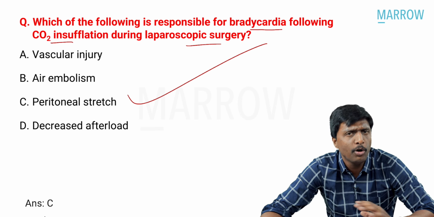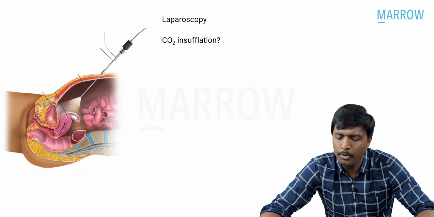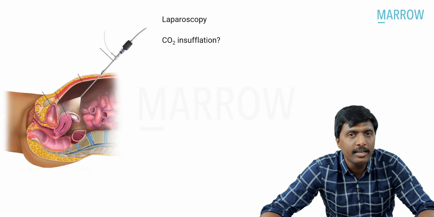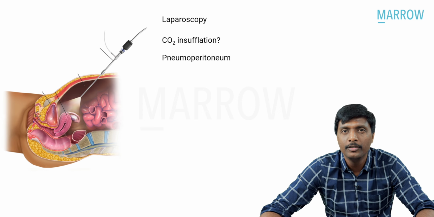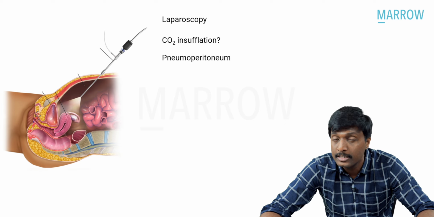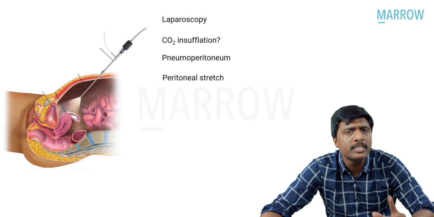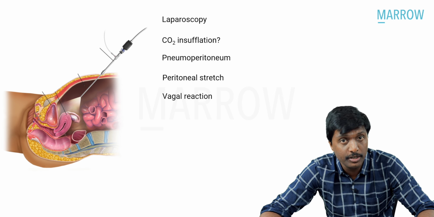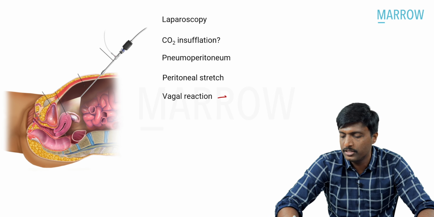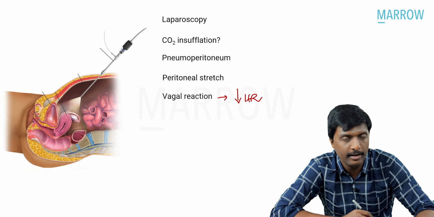Nowadays, it is a very common thing, laparoscopic surgeries. Look into this diagram. We do carbon dioxide insufflation mainly to create, why? To create pneumoperitoneum. So there is a possibility here, this peritoneal distension leading to peritoneal stretch, which can activate a cranial nerve, which is our vagus, leading to vagal reaction. One important manifestation of this vagal activation is a decrease in heart rate. That is what we see as bradycardia.